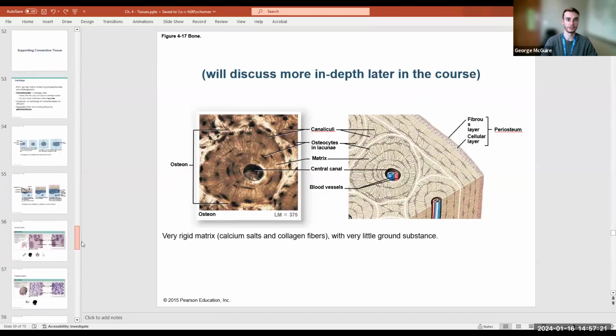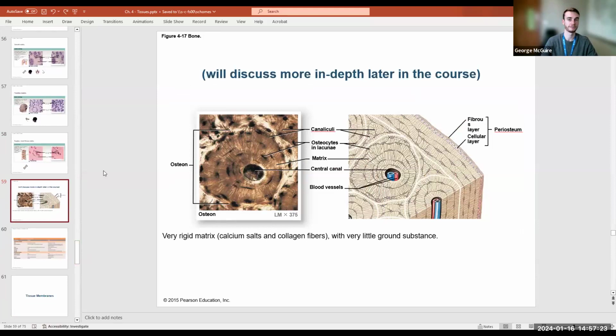And then our last type of supporting connective tissue here is bone. And like I said, we'll have an entire chapter on bone where we discuss the ins and outs of it. But essentially, if you zoom in here, the darkest spots are the actual cells. These little brown things that seem like they have webs coming out of them, those are the actual mature osteocytes. You have osteoblasts, which are the stem cells making those osteocytes.